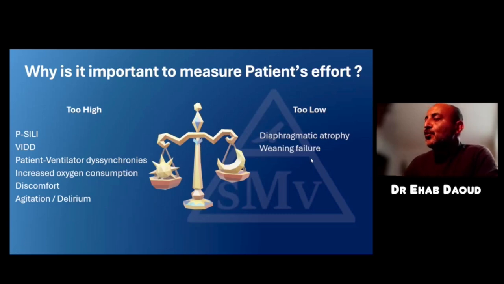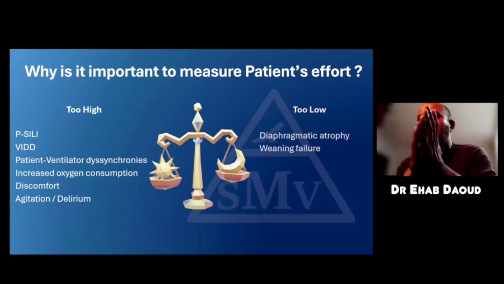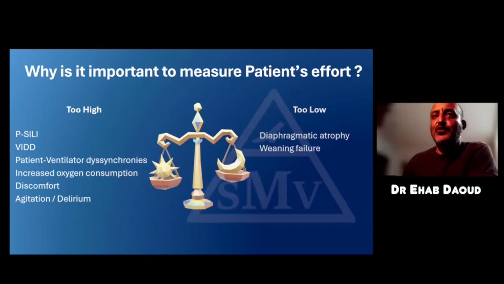By the same token, we don't want the patient to be not working at all, or working only a little bit. Why? Mostly for diaphragmatic atrophy and weaning failure. So you have to have a good balance. You don't want the patient to be working too hard, and you don't want the patient to be not working at all, because we know that some spontaneous effort during mechanical ventilation might be beneficial.